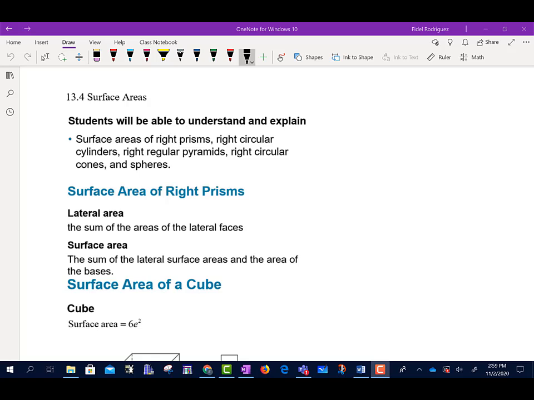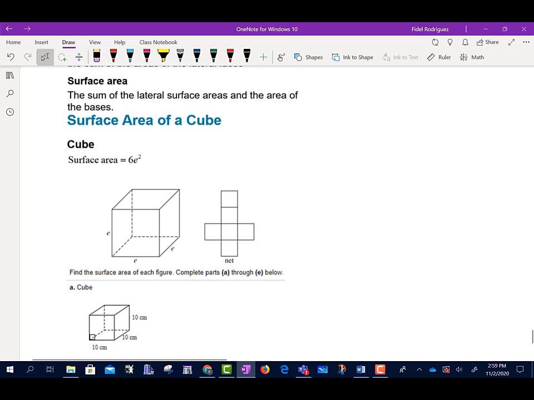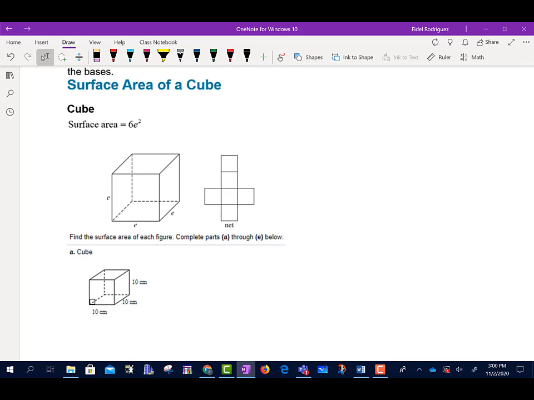The lateral area will be the sum of the areas of the lateral faces, and the surface area will be the sum of the lateral surface areas and the area of the bases. Let's see. For our first problem here, we have the surface area of a cube. When we're trying to find the surface area of a cube, the formula is going to be 6 times e squared, where e stands for the edge.